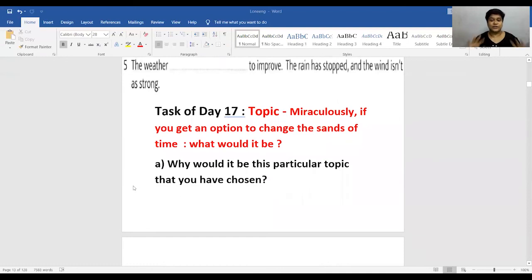Oh, okay, it's a wonderful task. By the way, I love the task. Miraculously, let's say you get an option to change the sands of time. Now, what is the sands of time? I'll tell you. The sands of time is nothing but you get a boon. Let's say God is coming in front of you and saying, I'm going to give you one wish. What is it that you want to change? Okay, so that is what the sands of time are. What would you like to change?